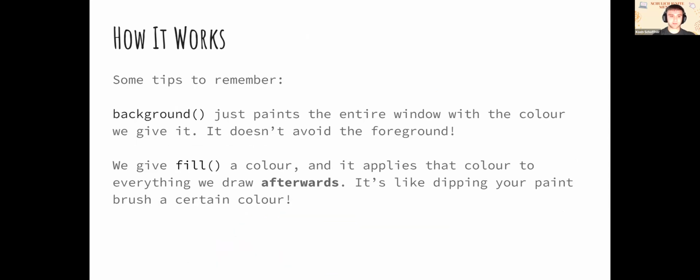So just some tips to remember. Background colors the entire window. That window that you defined with size, it just colors that. It doesn't color anything else. Fill applies color to everything we draw afterwards, unless we specify otherwise. So if you were to call fill with max red, for example, and then you had 3 rectangles, it's going to color all 3 of those rectangles red. So you need to call fill one more time in between if you want each of those rectangles to be a different color afterwards.